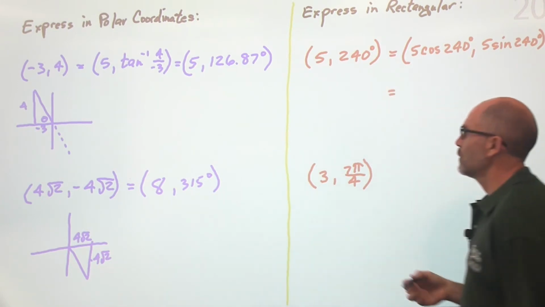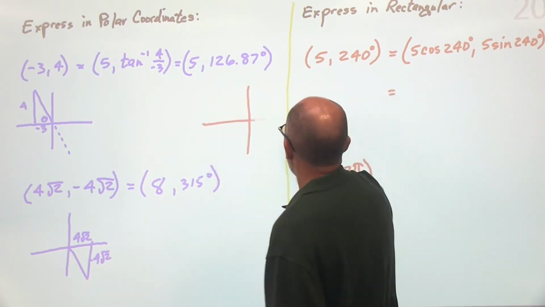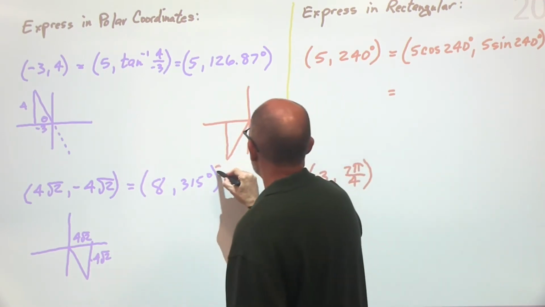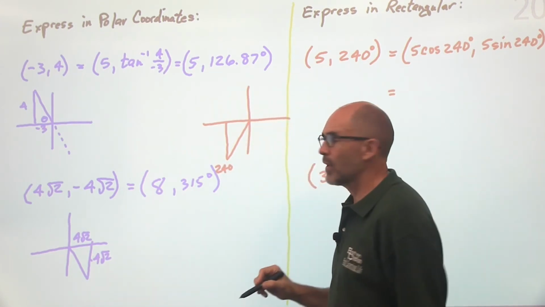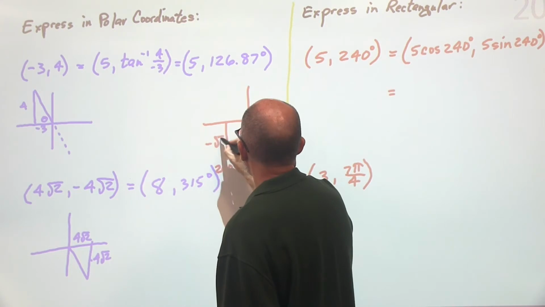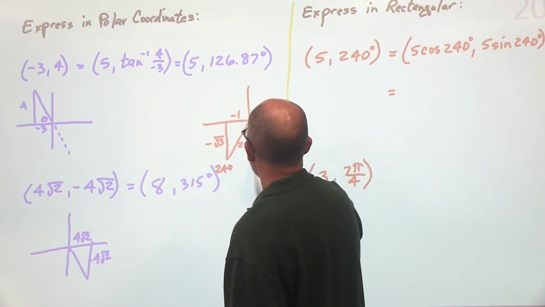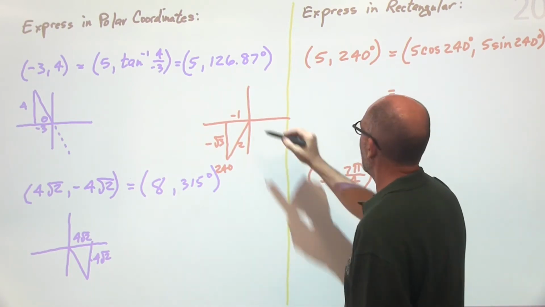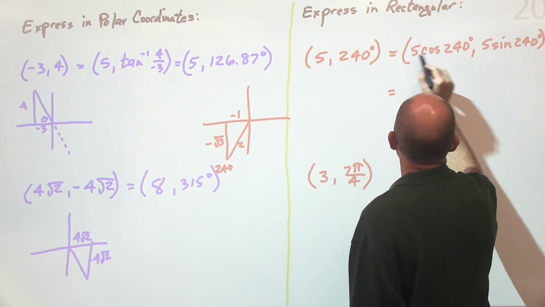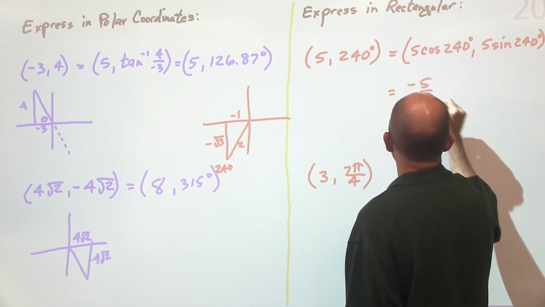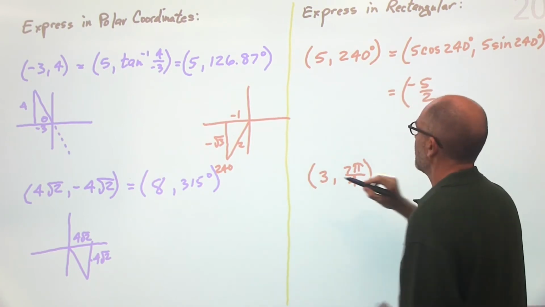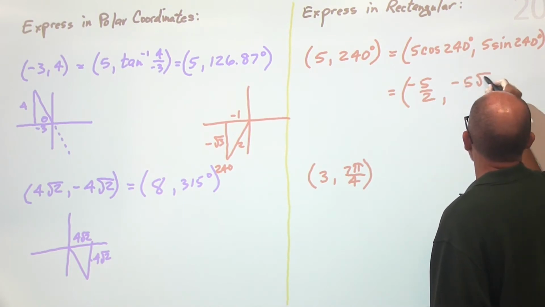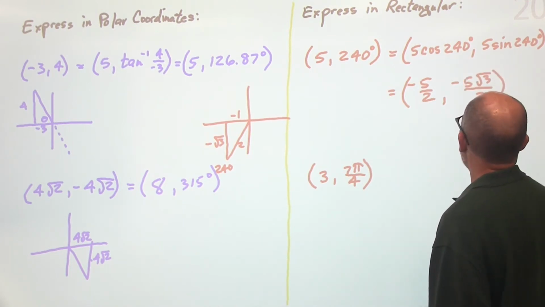Okay, well, what is cosine of 240? Well, 240 is 60 degrees past 180. So here's my 240. That's a 30, 60, 90 right triangle. So that means this is negative square root of 3 here, and this is negative 1 here, and the radius is 2, always positive. So cosine is negative 1/2. So 5 times negative 1/2 is negative 5/2. And sine is negative square root of 3 over 2. So it's negative 5 square root of 3 over 2. Bam, that's it, game over.